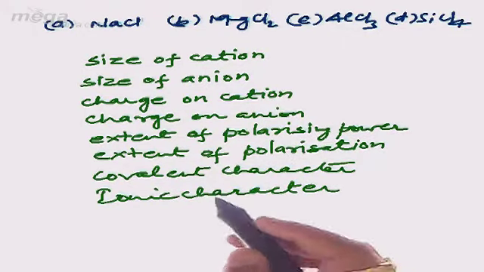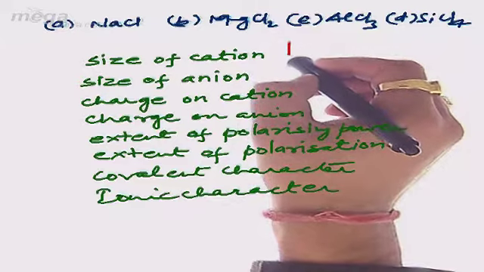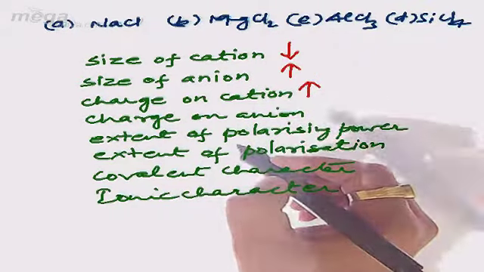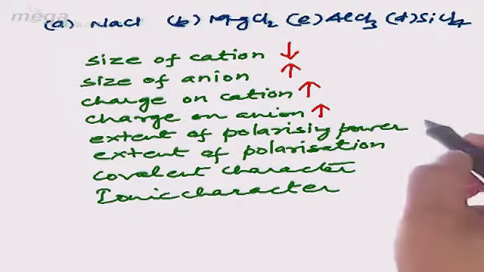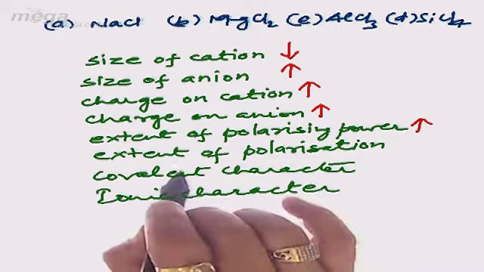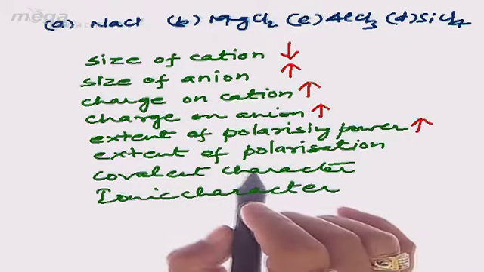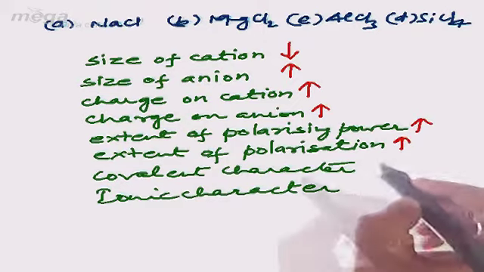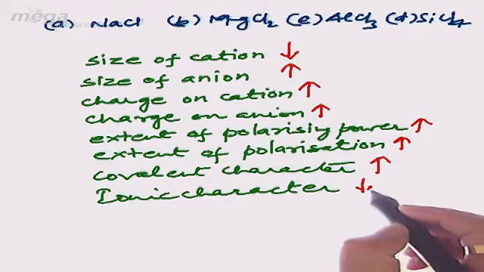Now we have discussed already that as the size of the cation decreases, or the size of anion increases, or the charge on cation increases, or the charge on anion increases, then in that case the extent of polarizing power of cation will increase. Means cation will distort or polarize the anion to more extent, and hence the extent of polarization will increase, the covalent character will increase, and the ionic character will decrease.